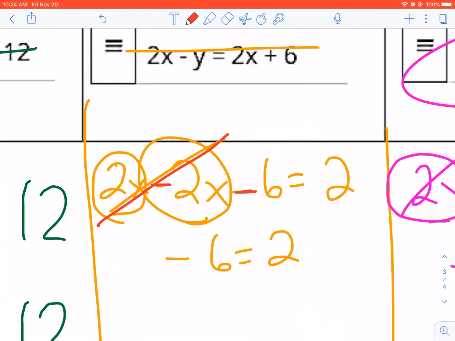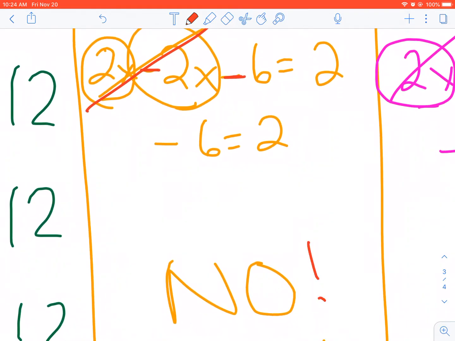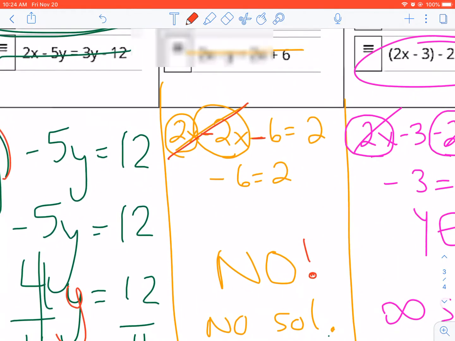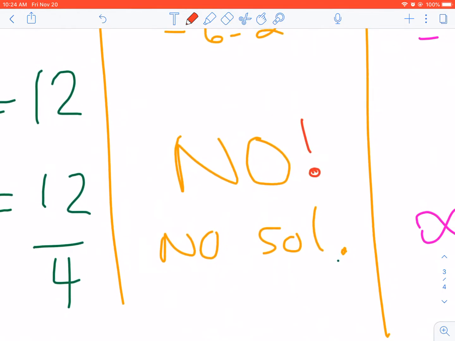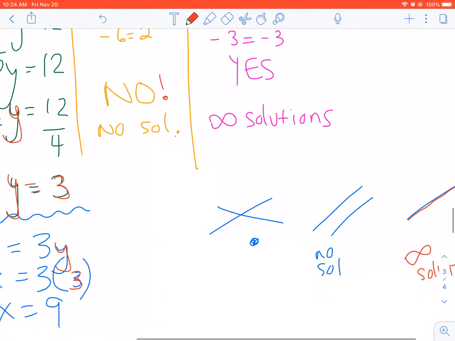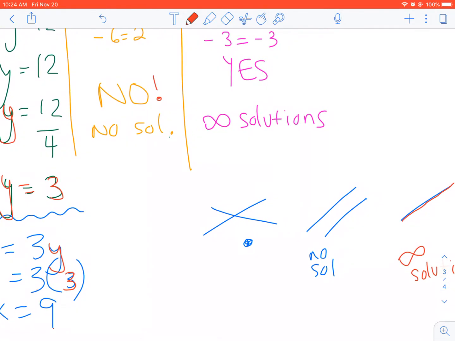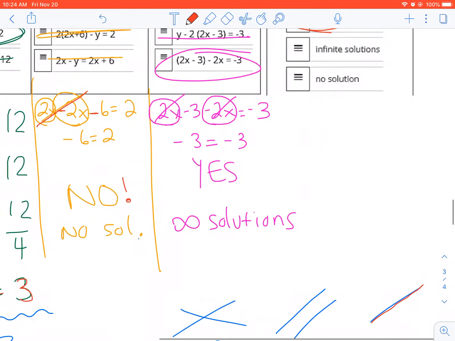Is negative 6 equal to 2? No, absolutely not. So if you get something that looks weird like that, the answer means no solution. There's no possible number that you can plug in to show where the lines cross, and that's this one right here. No solution means that the lines are actually parallel.